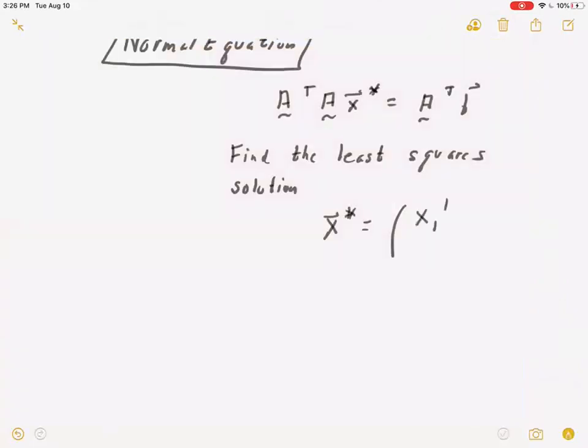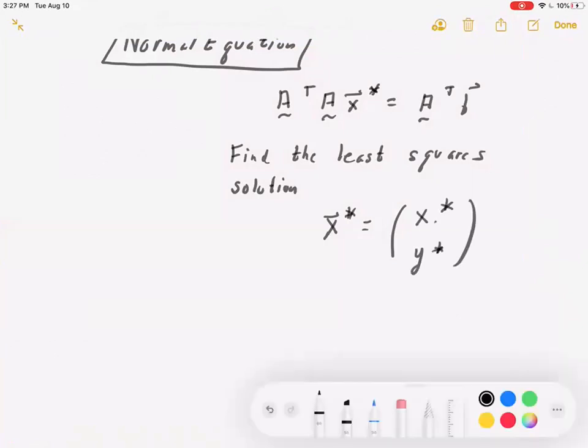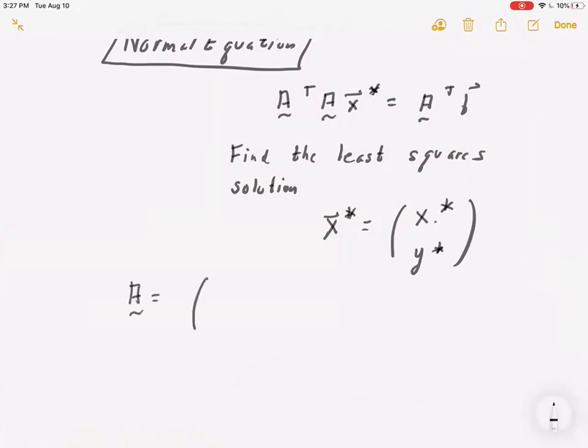x sub 1. I don't need the subscripts. This x and y will suffice. Okay, so we know how to do this, right? A is just the following 3 by 2 matrix. I'll need its transpose.